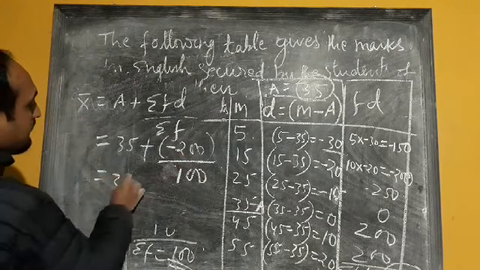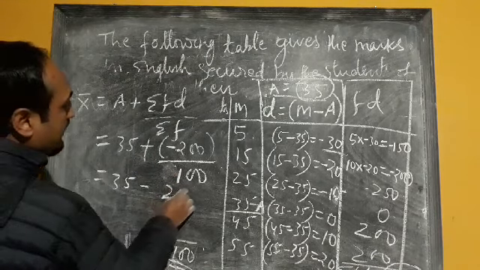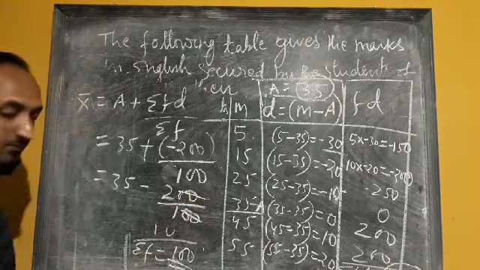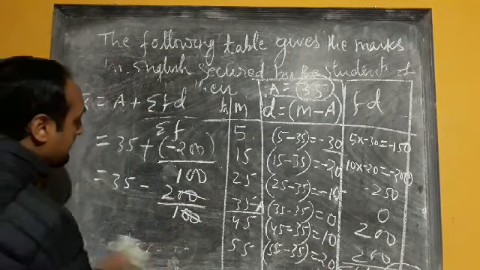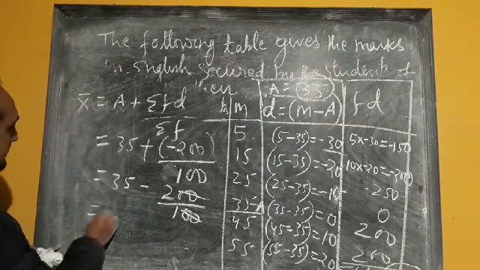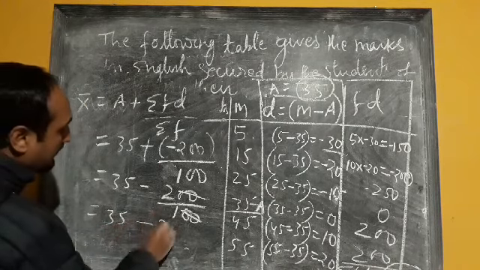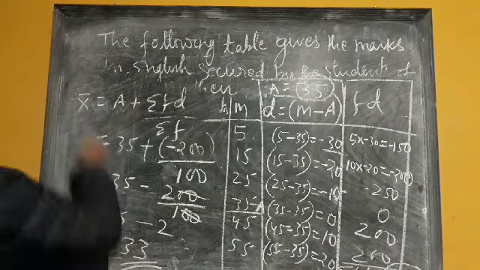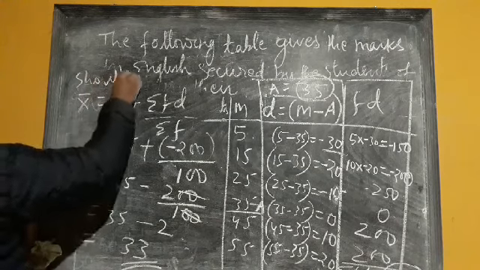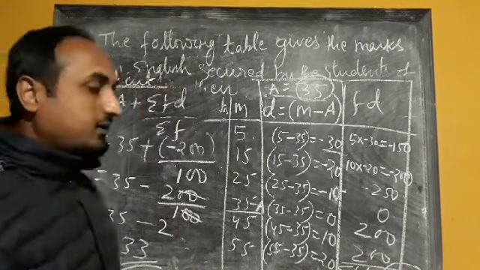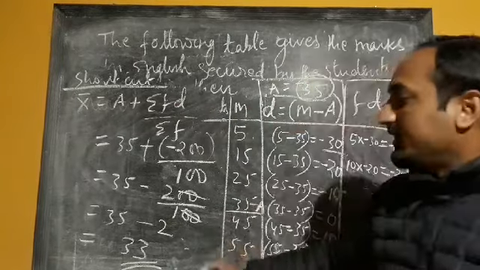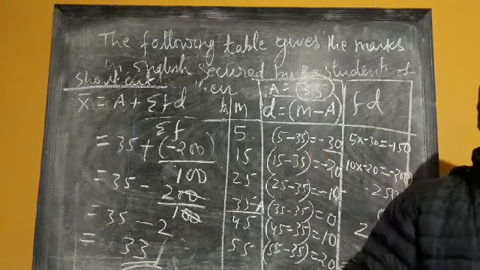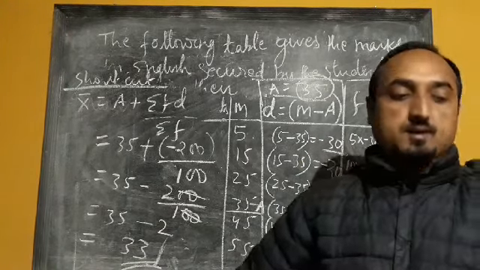Now 35 plus minus 200 divided by 100. Now this 20 can be cancelled out. The remaining one we have is 35 minus 2. So 35 minus 2, how much will we get? 33. So by using this shortcut method also, for the same question we are getting the same value of arithmetic mean. So it is up to you, whichever method you feel easier, you can follow that method.